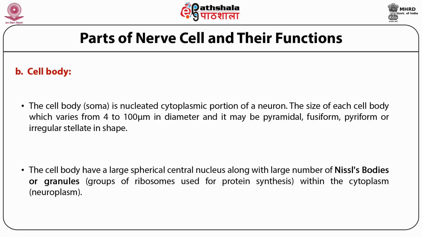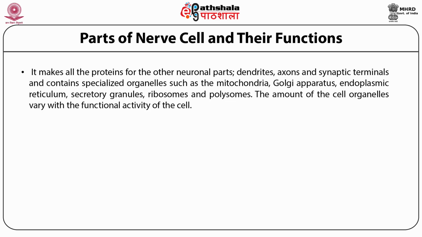The cytoplasm of the cell body is also called neuroplasm. It makes all the proteins for the other neuronal parts like dendrites, axons and synaptic terminals, and contains specialized organelles such as mitochondria, Golgi apparatus, endoplasmic reticulum, secretory granules, ribosomes and polysomes. The amount of the cell organelles varies with the functional activity of the cell.